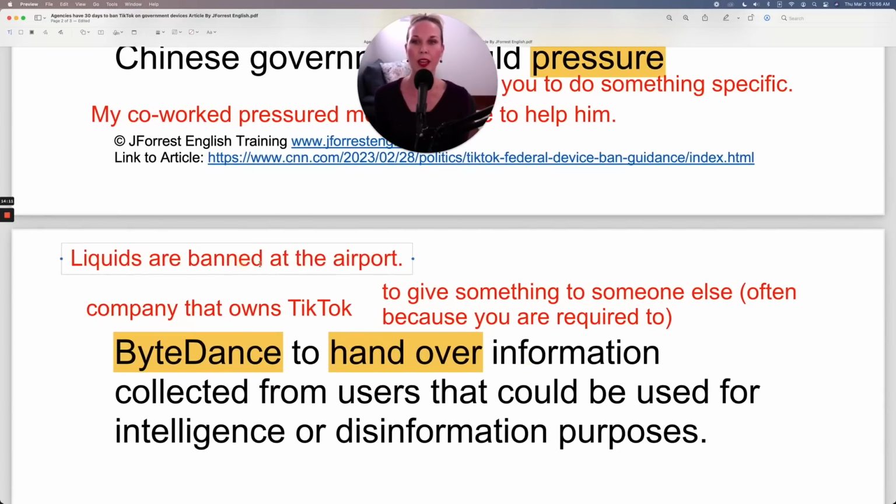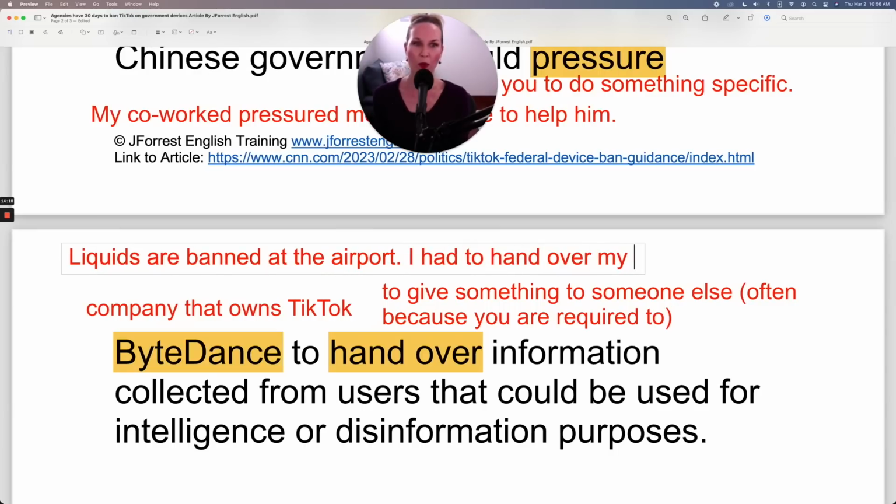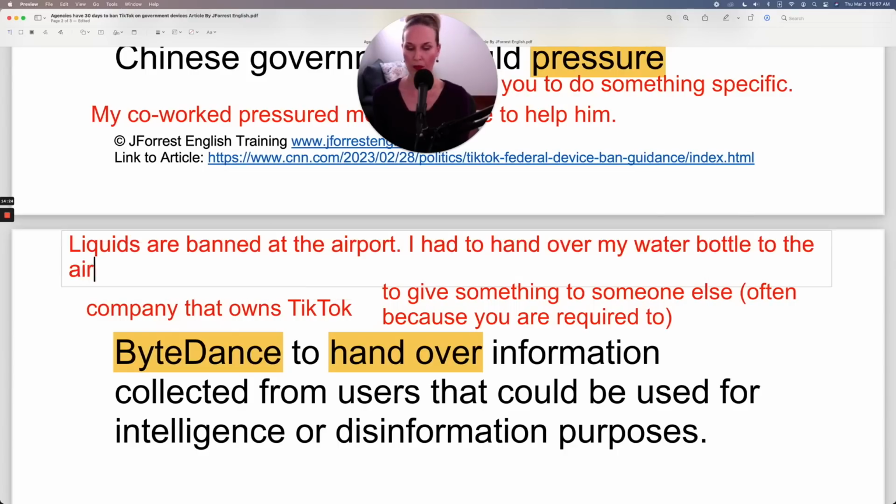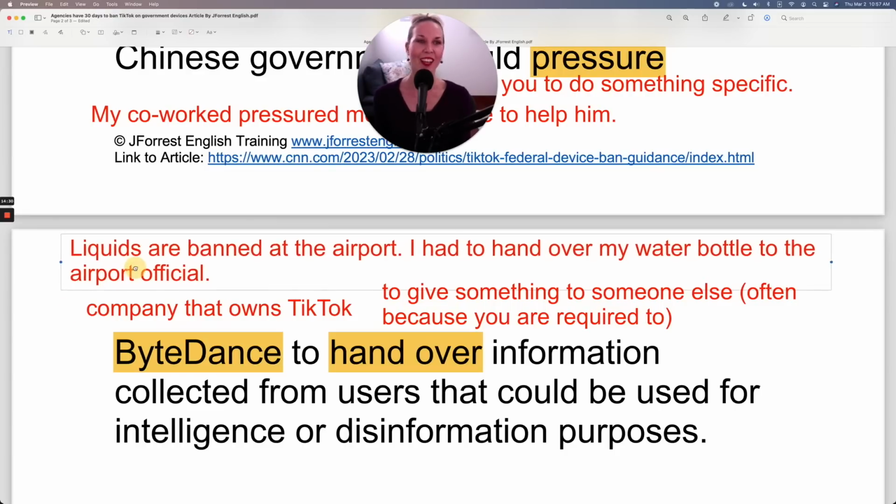So let me write that out. Liquids are banned at the airport. I had to hand over my water bottle to the airport official. I don't know what you call the airport officials, to be honest. I'm just going to call them airport officials. To the airport official.